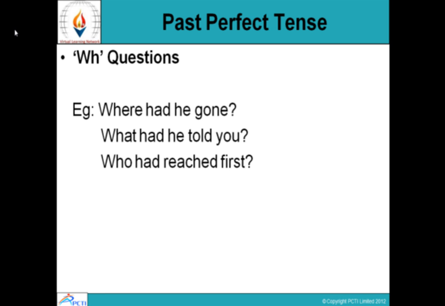So, this is past perfect tense. When we want to talk about actions that happened well in the past, and as a consequence of one action, the other action happened. So, when we want to talk about the first action that happened, we use past perfect tense.